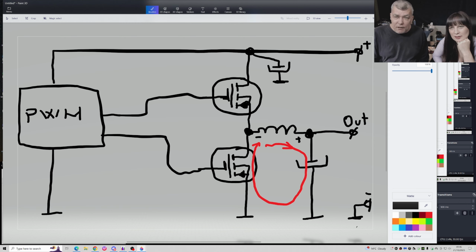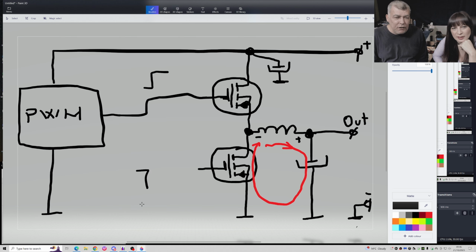So what do we need? Don't forget what we need. When this is on, the other one I want off. That's what I want. So I need the signal to be 180 degrees compared with the top one. So how can we do that?